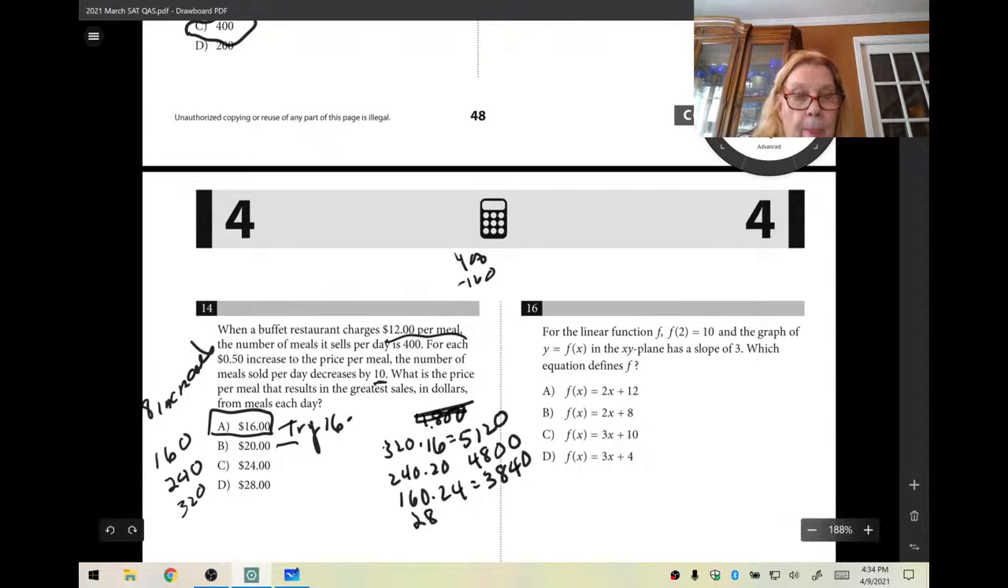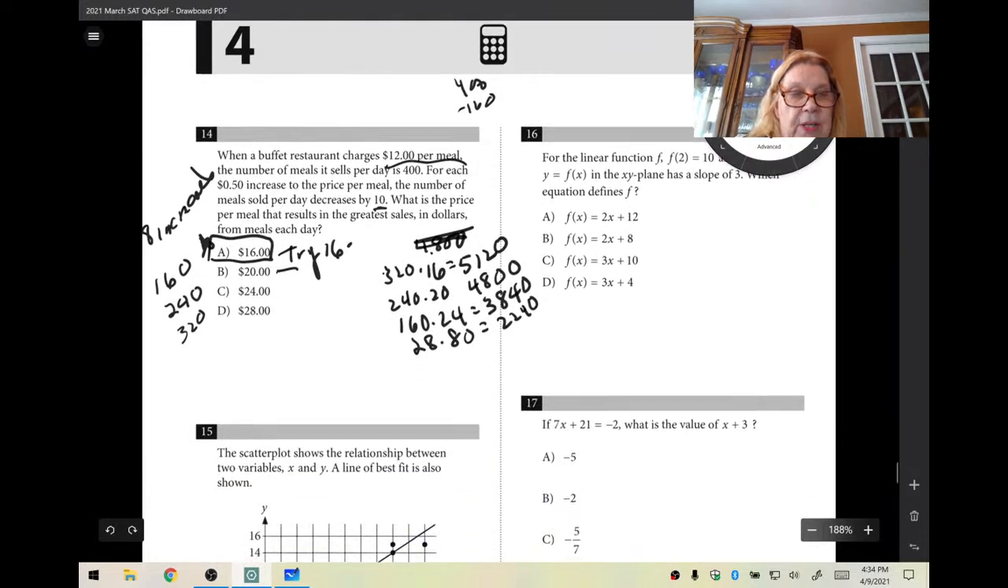You're taking off 320. Right. So that's 80 meals only. So that's way low. 80 times 28 is 2,240. So a little involved, but we locked in on A. Okay, 15.